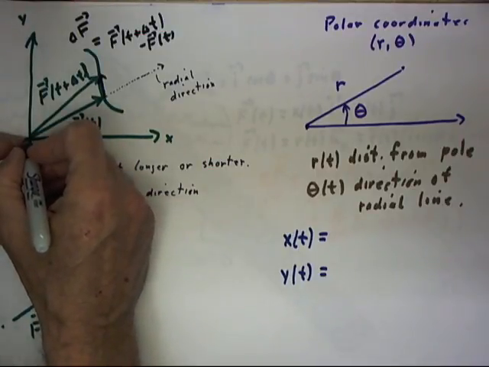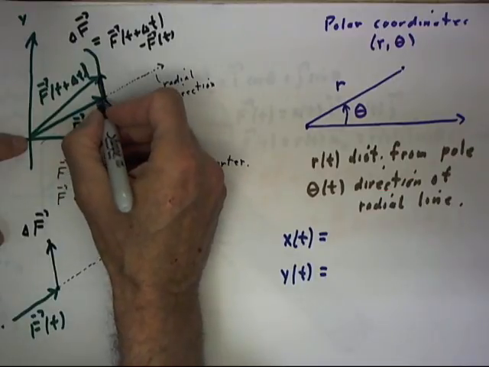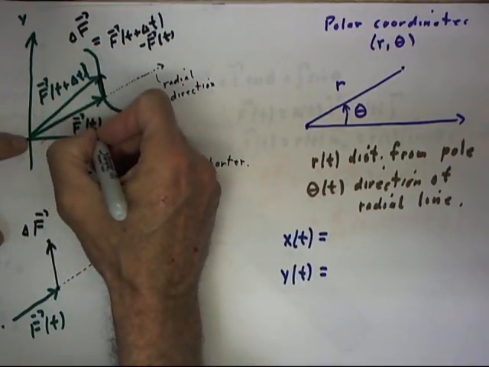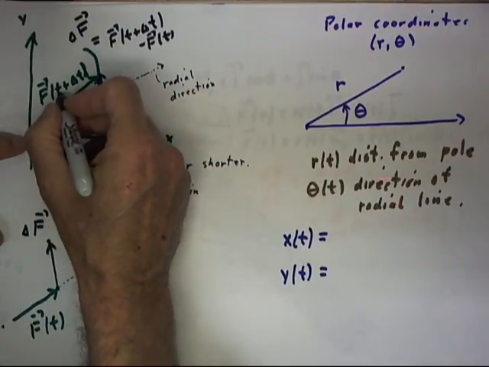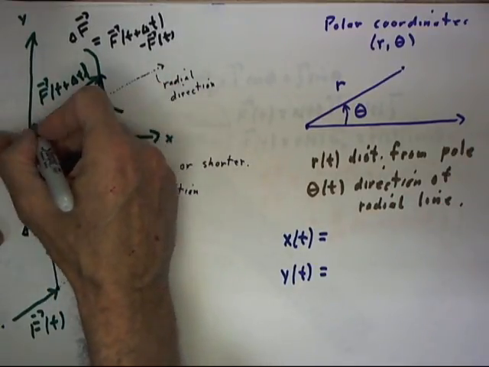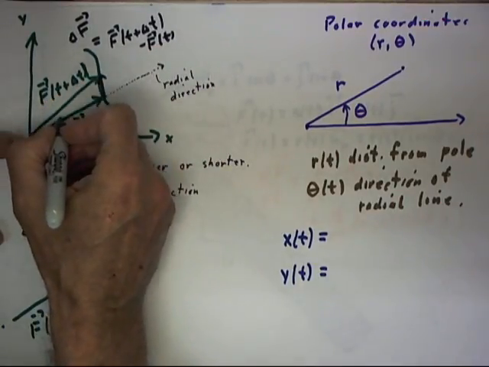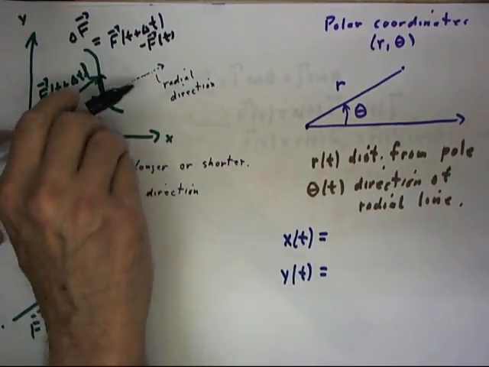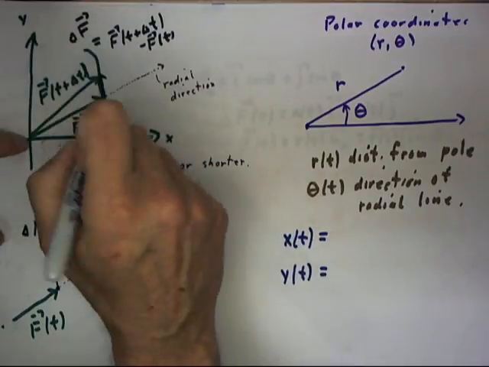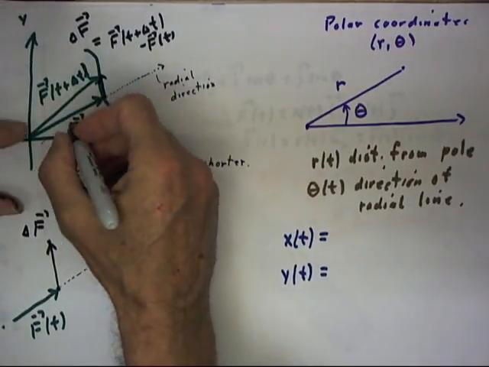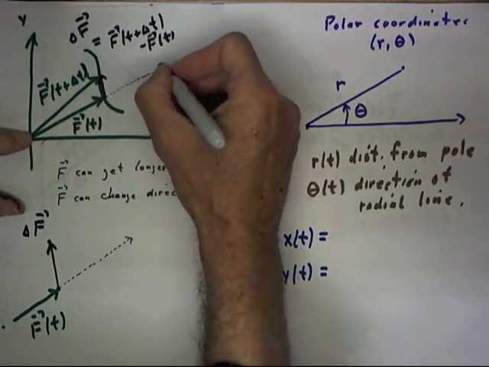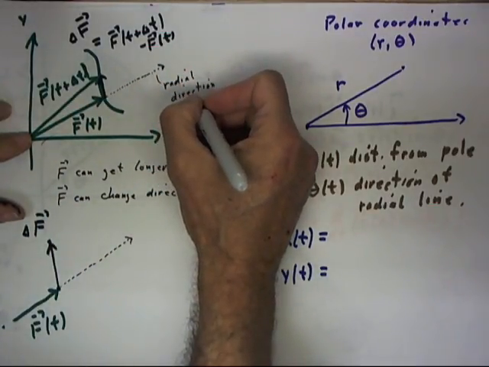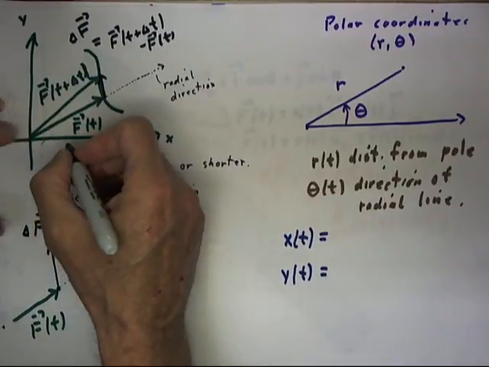Its initial point is at the origin, and the tip of the vector is at the point on the curve. And as t changes, f of t changes. Now both the length of f of t can change and the angle of f of t with the positive x-axis, that is, the direction of f of t can change. I've extended a dotted line out here in the direction of f of t, and this is the radial direction of the vector f of t.